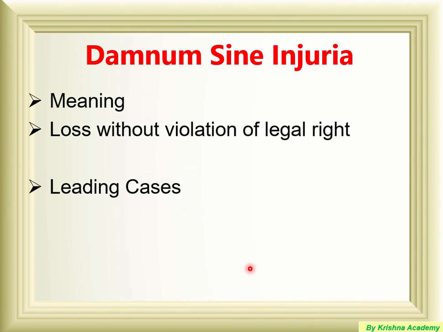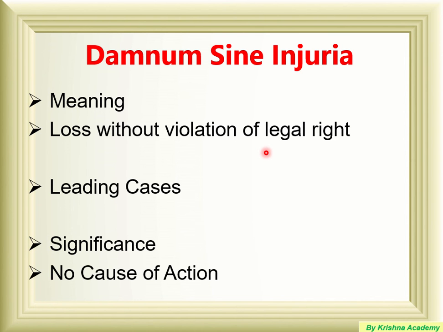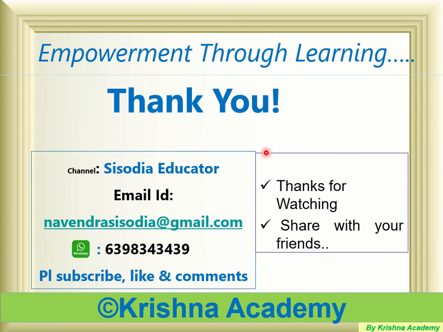Let us summarize quickly. The meaning, as you know now, is loss without violation of a legal right. And the leading cases we discussed are four: Gloucestershire, Mayor of Bradford, Srimati Ushaben, and Town Area Committee versus Prabhudayal. And the significance you also understand: if there is a law and there is no violation of law, there is no remedy available for the same. I hope you understand the concept and this doctrine very well.